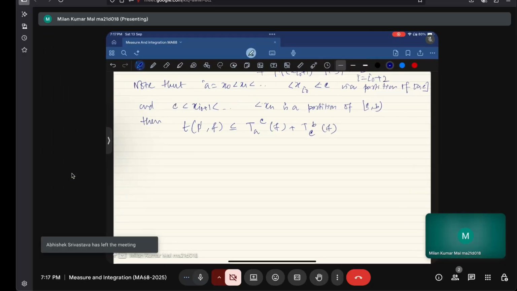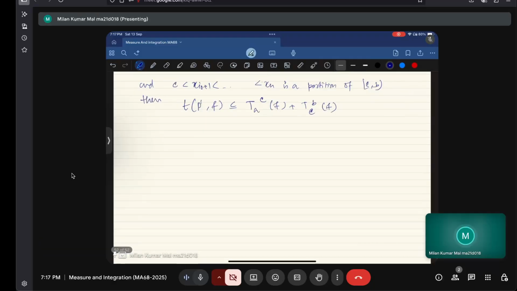Okay, this is done. Now conversely, I have to prove the converse. Therefore T_a^b(f) is less than or equal to T_a^c(f) plus T_c^b(f), because T_a^b(f) is the supremum of T_P'(f) over all partitions. Okay, so therefore this is what happens.